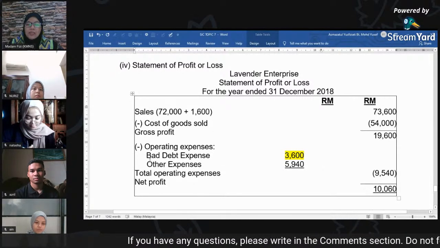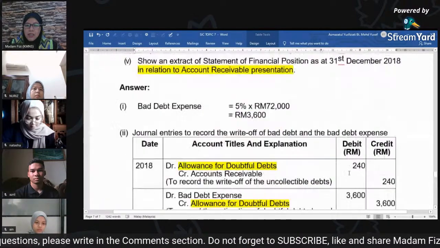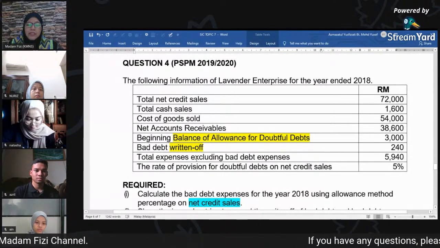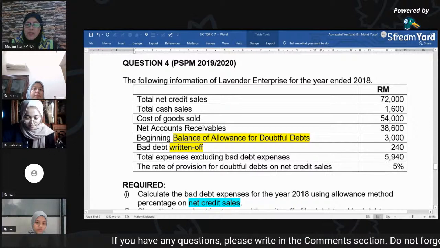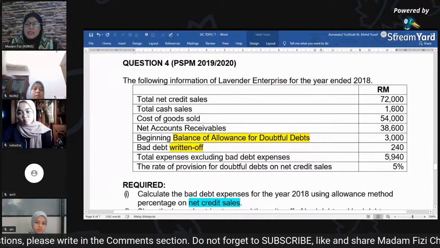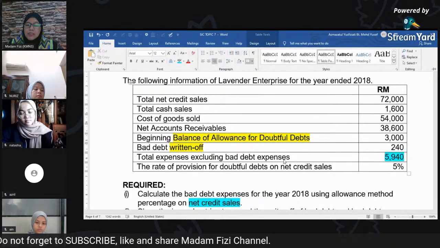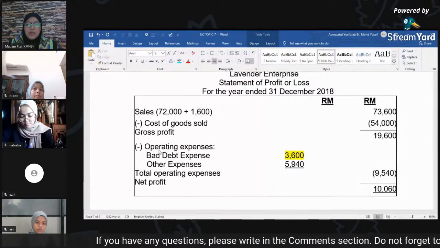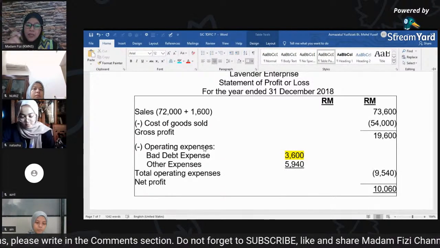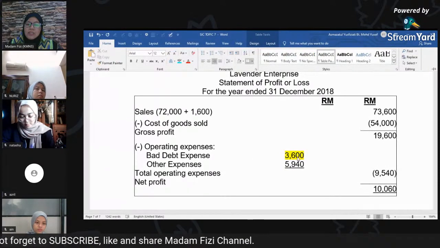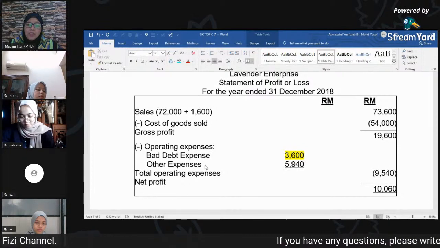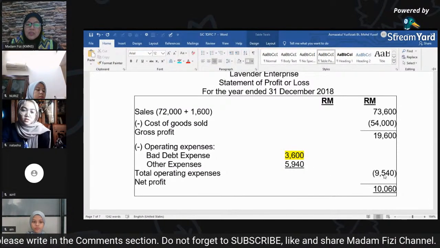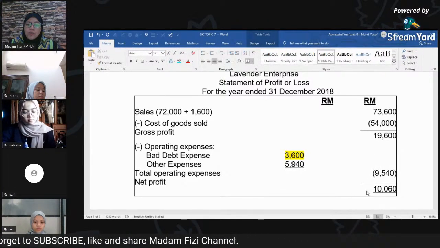So the operating expenses, kita tengok dekat soalan sekejap dekat atas. All the figure, saya dapat dekat sini ya. Cuba baca. Total expenses excluding bad debt expenses is 5,940. So that's mean this is the expenses excluding bad debt. Now when you make the statement of profit or loss, in the operating expenses, you have to include bad debt. Bad debt we has just calculate just now is 3,600. And then other expenses as per question is 5,940. So total operating expenses is 9,540. So gross profit minus expenses, you gain net profit 10,060.